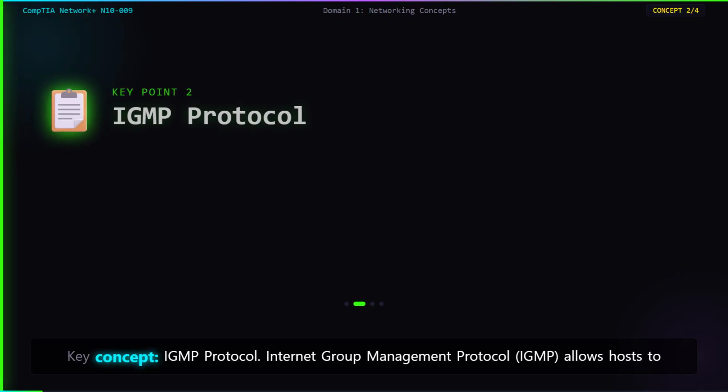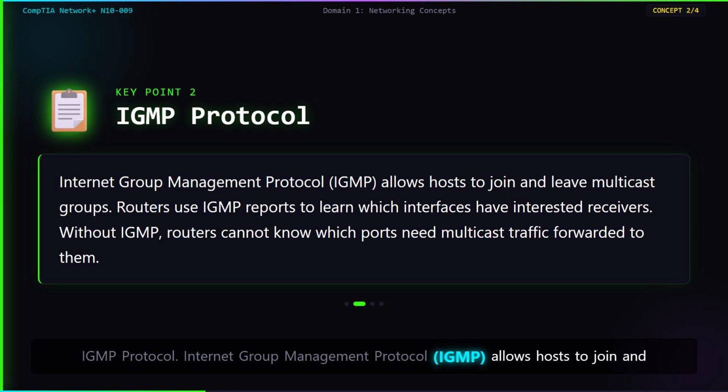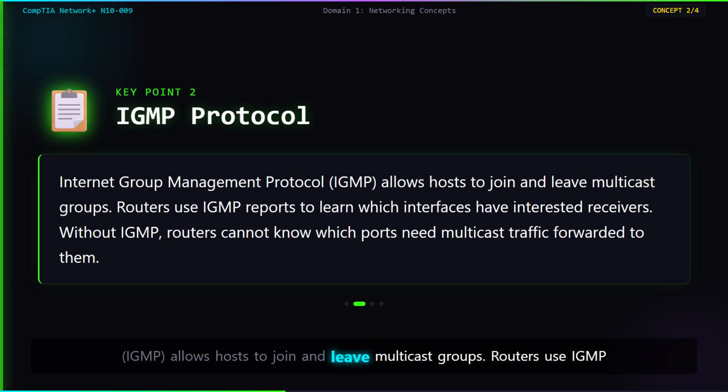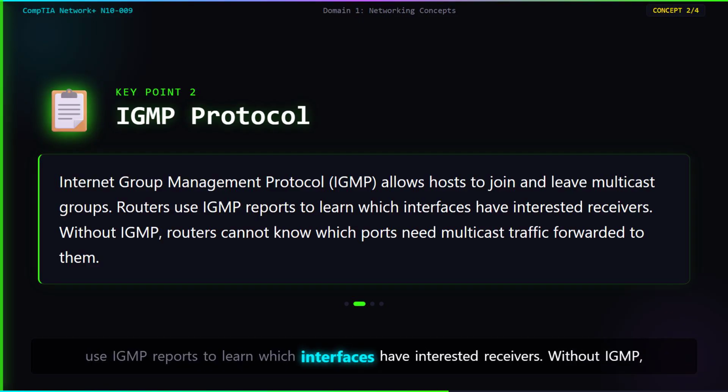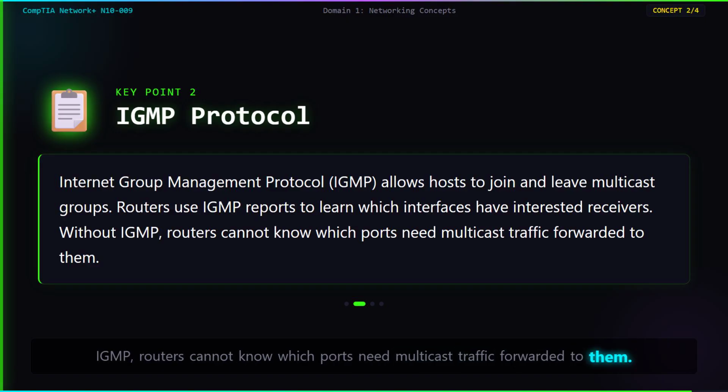Key concept: IGMP Protocol. Internet Group Management Protocol, IGMP, allows hosts to join and leave multicast groups. Routers use IGMP reports to learn which interfaces have interested receivers. Without IGMP, routers cannot know which ports need multicast traffic forwarded to them.